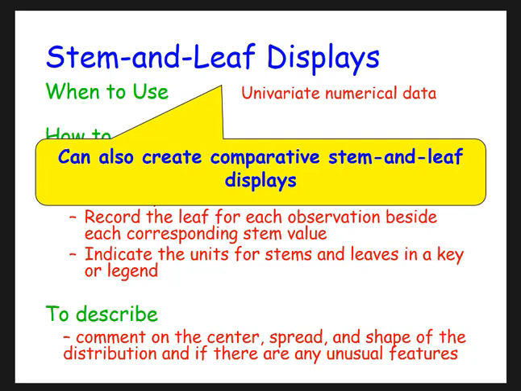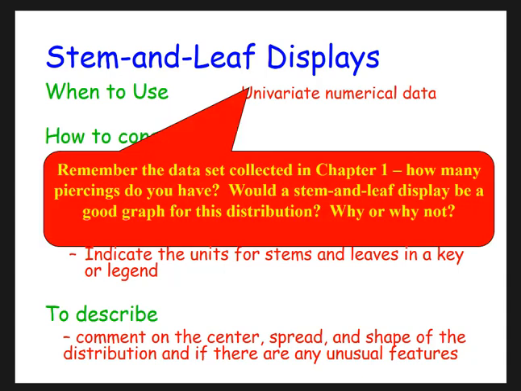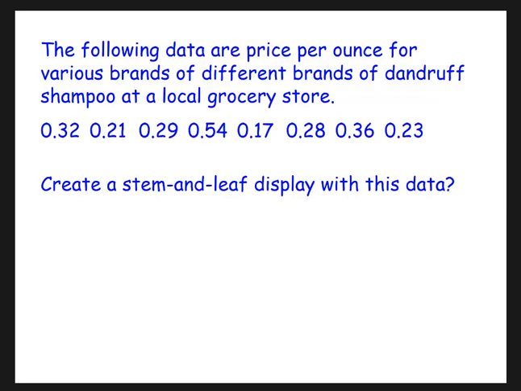You can also create comparative stem and leaf plots, or back-to-back stem and leaf plots, where you have a stem down the middle and a leaf on each side. Remember the data sets collected in Chapter 1: how many piercings do you have? Would a stem and leaf plot work well for this distribution or not? Why or why not? It would work well here because we only have one set of data.